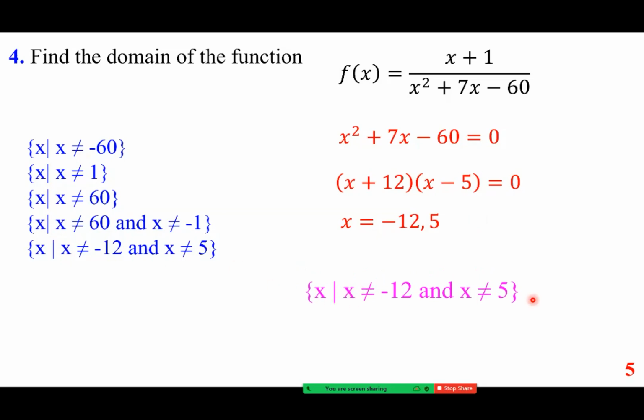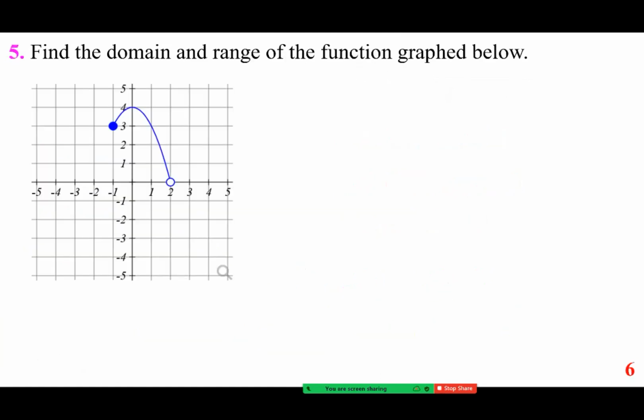However, if they said put it in interval notation, then you would put minus infinity, minus 12, union minus 12, comma 5, union 5 infinity. In case they ask you to put it in this format, you should be able to handle it.